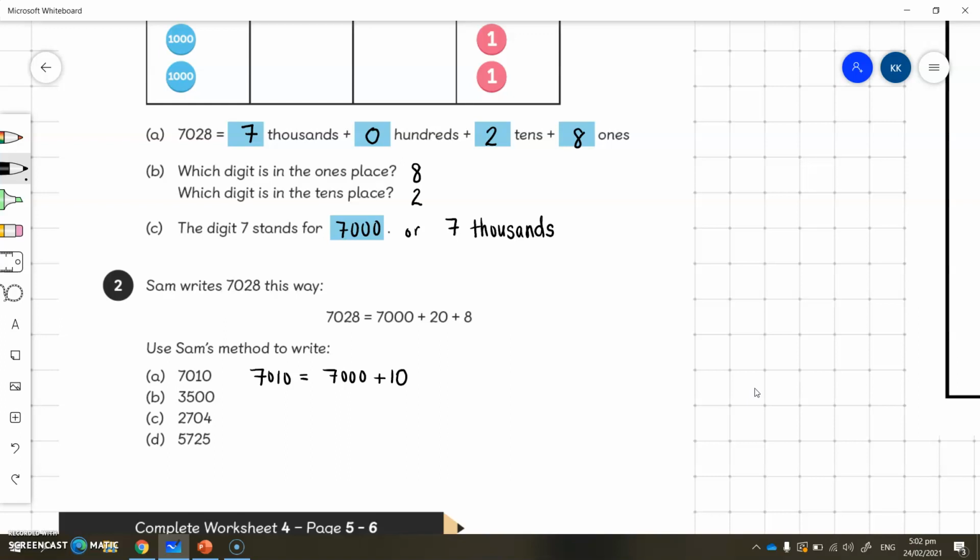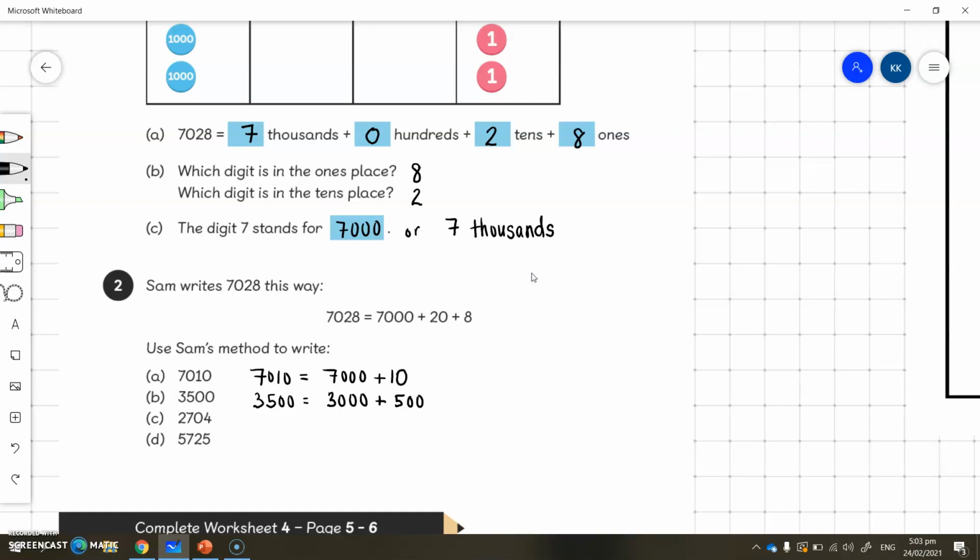For question 2b, we need to use Sam's method to write 3,500. I can write 3,500 equals, let's work with our thousands first, 3,000 plus 500, pardon me. Let's go back to our eraser here. Let's try that again. 3,500 equals 3,000 plus 500 plus 0 tens plus 0 ones. Therefore, I don't need to write them down.